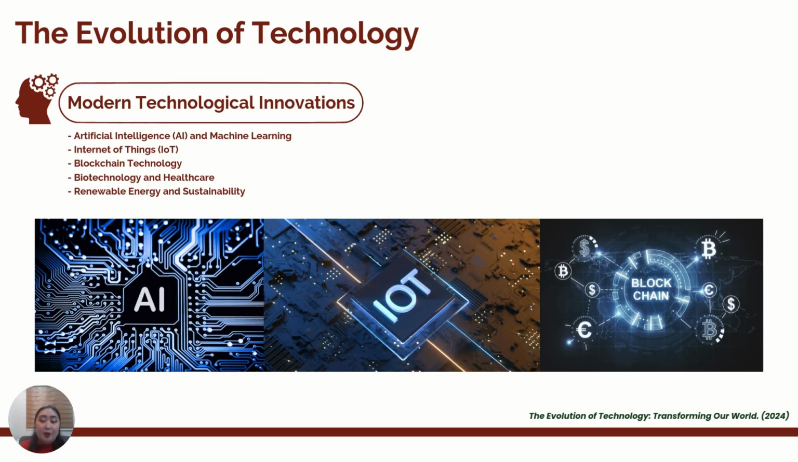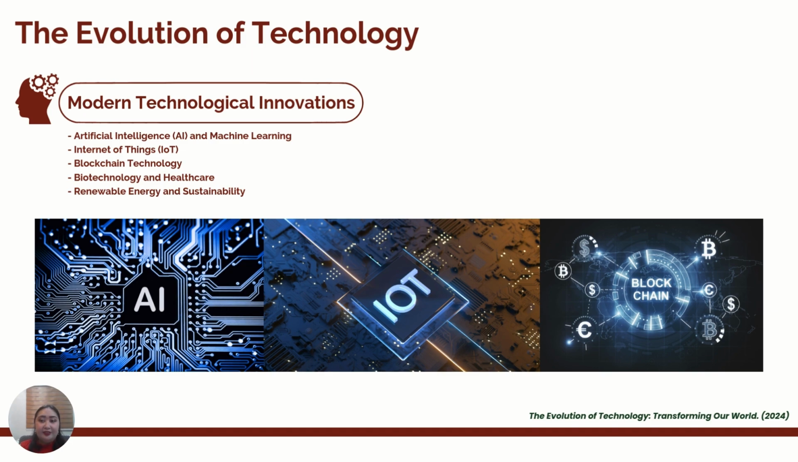Now, under modern technological innovations, technology continues to evolve at an unprecedented pace with innovations that are reshaping various sectors. First is artificial intelligence or AI and machine learning. AI is revolutionizing industries by enabling machines to learn, reason, and perform tasks that typically require human intelligence.